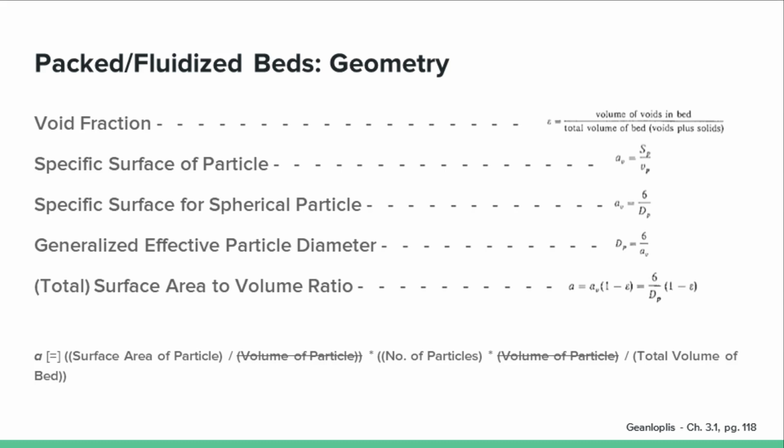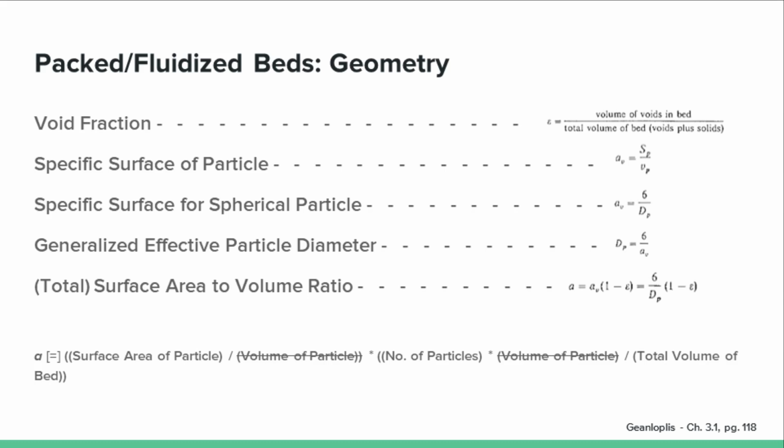As you can probably already tell, packed beds have some of the same parameters as porous media. This void fraction, for example, is essentially porosity. Packed beds also have their own version of a specific surface, which we start finding by taking the ratio of a particle's surface area to the particle's volume. We can simplify this significantly for the case of a spherical particle and rearrange these terms to generalize a calculation for particle diameter. This is called effective or equivalent diameter, and we'll use it a lot later.